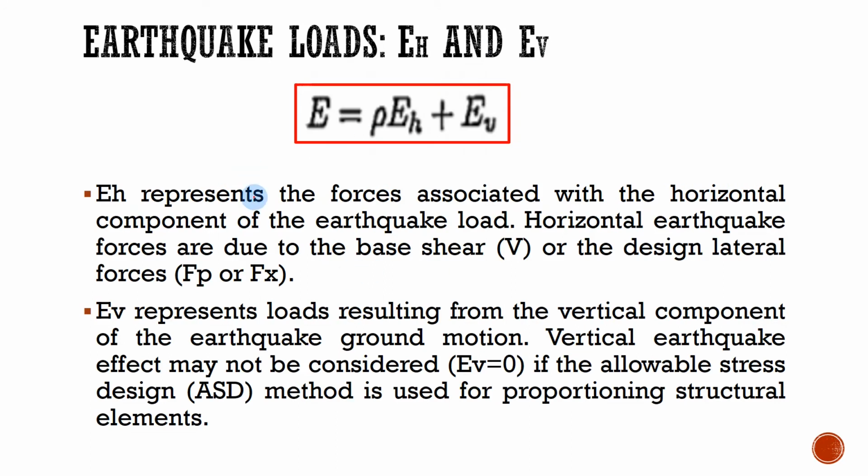Okay, so EH represents the forces associated with the horizontal component of the load. Horizontal earthquake forces are due to the base shear, because base shear is basically horizontal in character. So the base shear is what denotes EH. EV represents loads resulting from the vertical component of the earthquake ground motion. Vertical earthquake effects may not be considered, or EV is zero, if you are using the ASD or allowable stress design method for proportioning your structural elements.